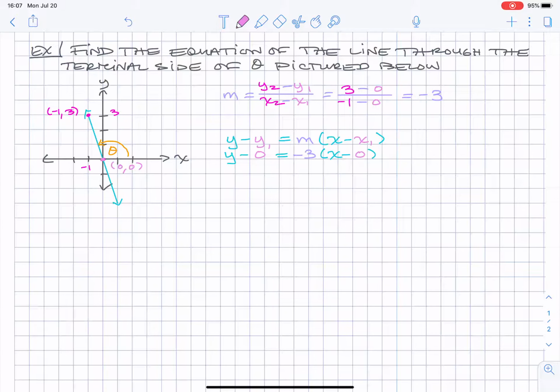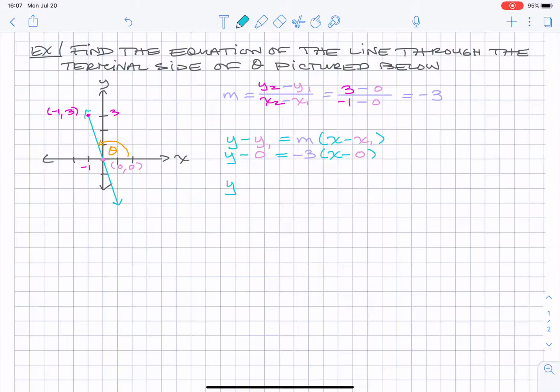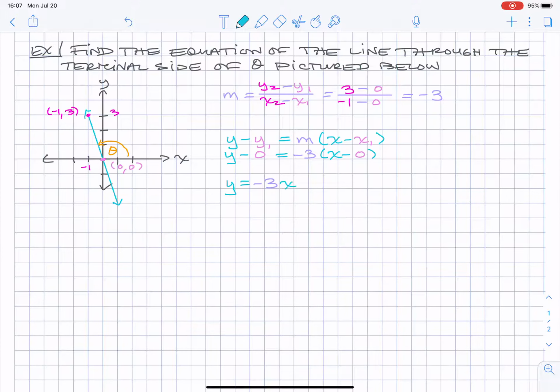Okay, so 0 is a lovely number. So the equation of the line with terminal side for theta is going to be y is equal to -3 times x. And that is that. So this is the equation of the line, which has, oh wow, why will this not work?